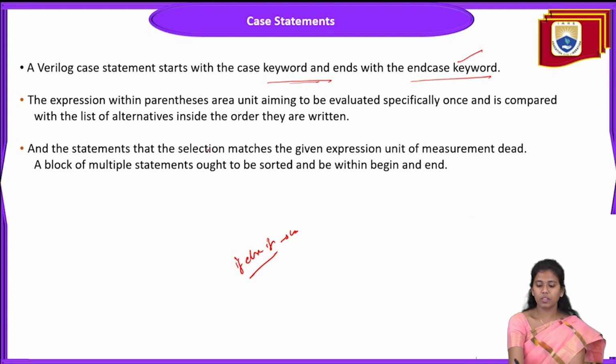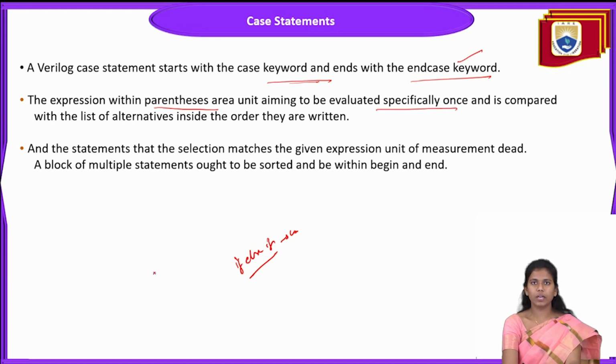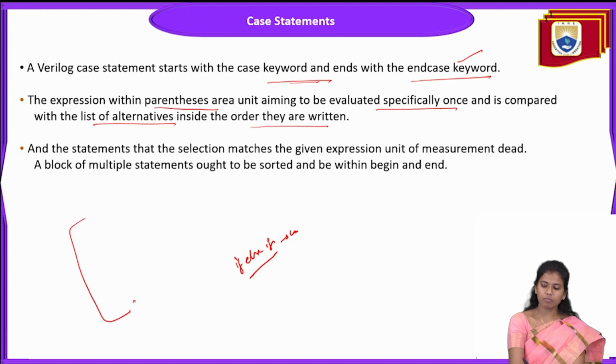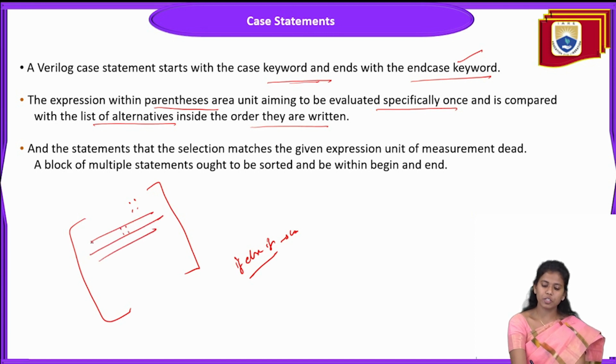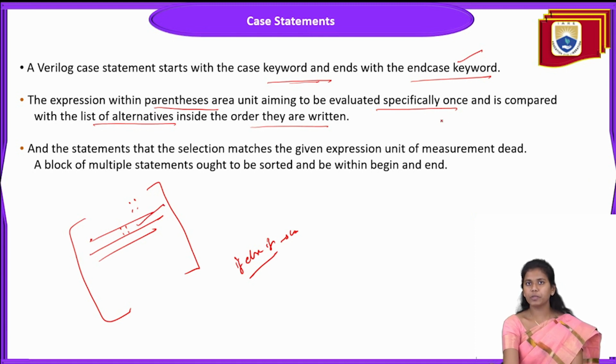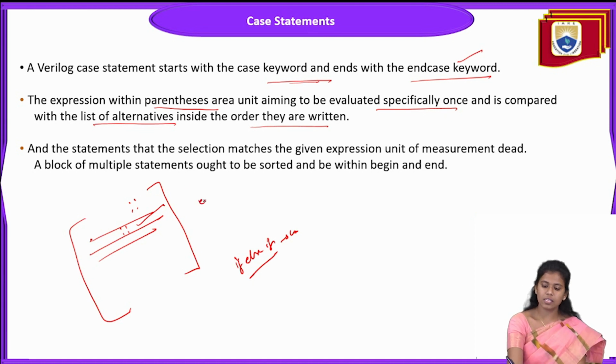Then the expression within the parentheses is going to be evaluated exactly once and is compared with the list of alternatives in the order they are written. So for each and every statement, the expression within the parentheses should be evaluated exactly once and compared with the list. How are these evaluated?